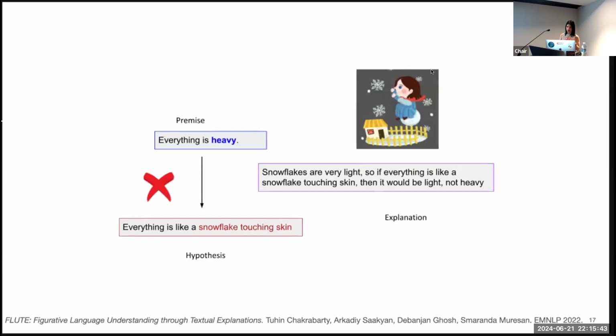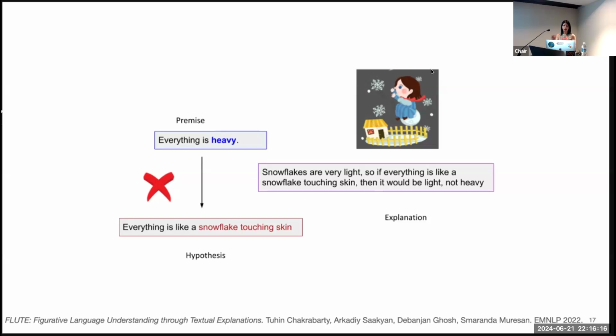And so here now I'm citing another person in the audience. A better way to test understanding was suggested by Tuhin in 2022. This dataset, FLUTE, focused on sarcasm, simile, metaphor, and idioms, where each instance was a pair of a literal premise, like "everything is heavy," and a figurative hypothesis, which may be either entailed by or contradicted by the premise. For example, "everything is like a snowflake touching skin" is contradicted by "everything is heavy."